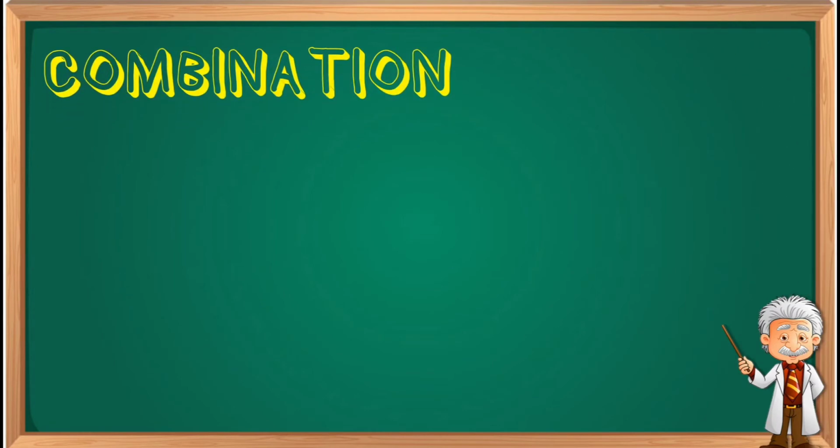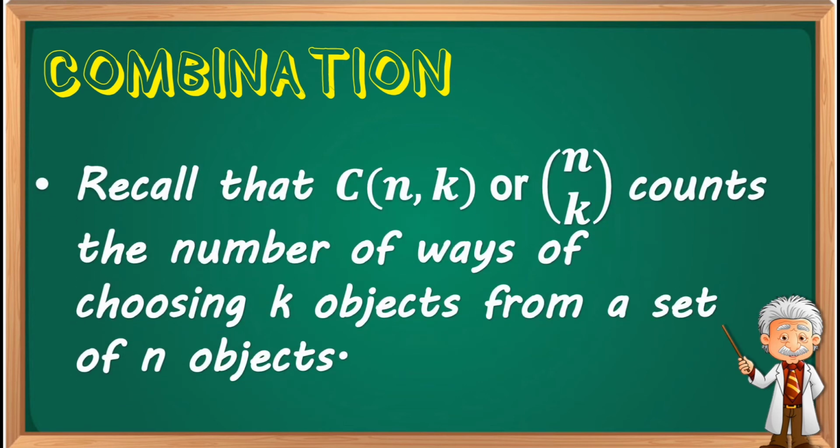Let's recall the lesson combination. So, the lesson combination ay palaging kasunod ni permutation, kung natatandaan nyo nung grade 10 kayo. So, combination is also an application in the binomial theorem or the Pascal's Triangle. So, recall that nCk counts the number of ways of choosing k objects from a set of n objects. Ibig sabihin, a set of n objects, we are going to choose the k objects from a set of n objects.